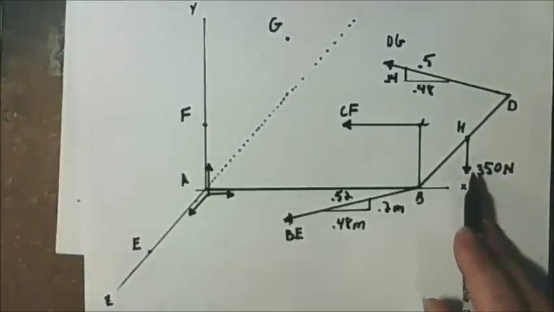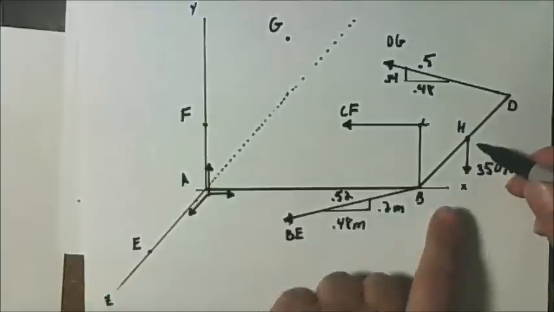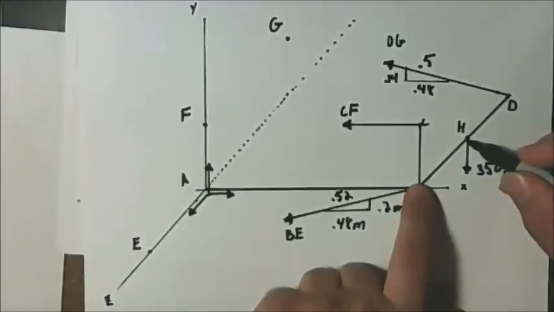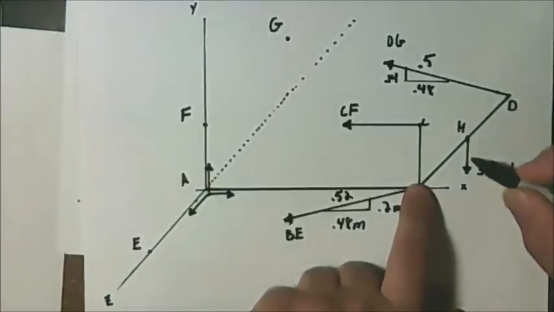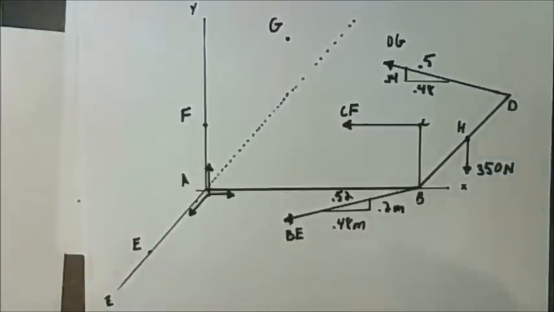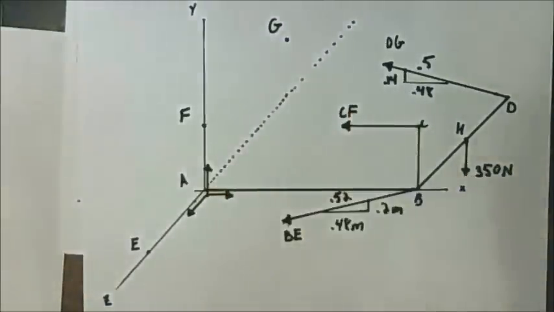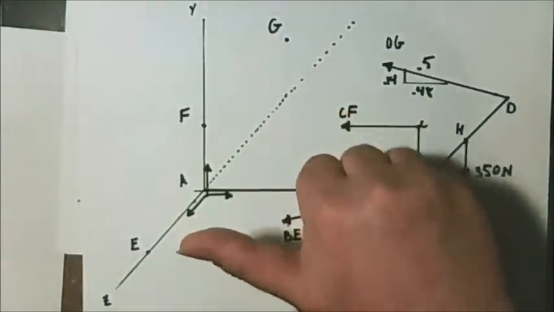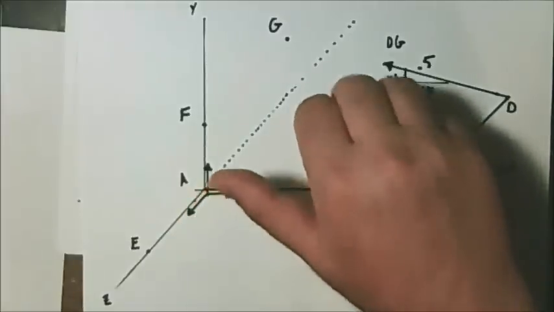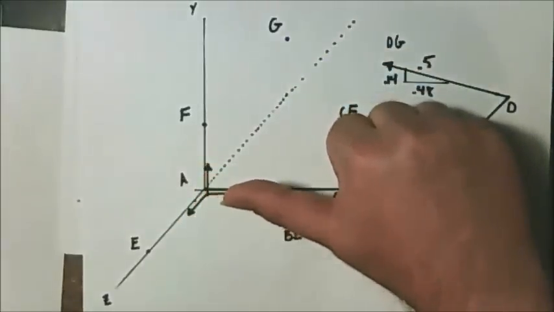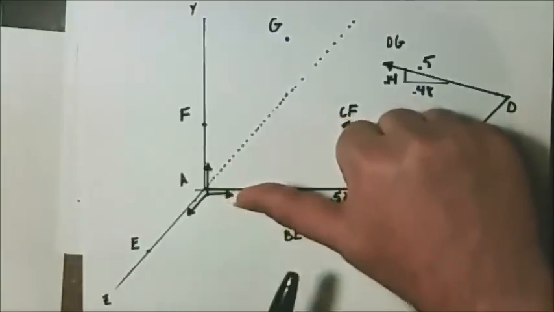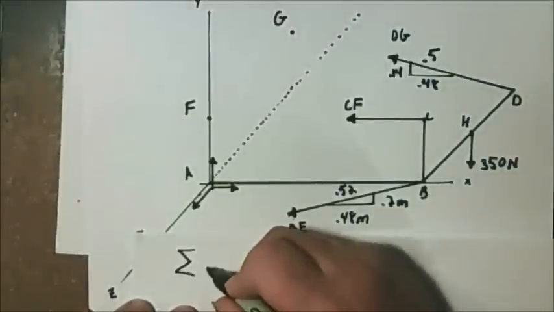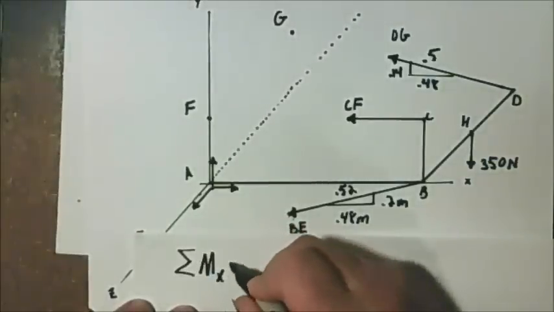So if I look at this 350 newton force, you see that if this x-axis were to be stationary, the 350 newton force here would cause rotation in this direction. It comes down, so the rotation does not go this way, it goes this way. Grab a hold of the axis, rotation goes this way. My thumb is pointing now in the negative x direction. So we sum the moment about the x-axis.